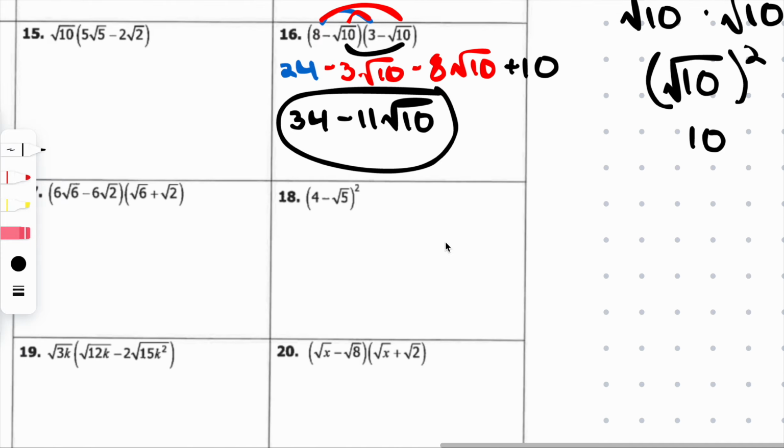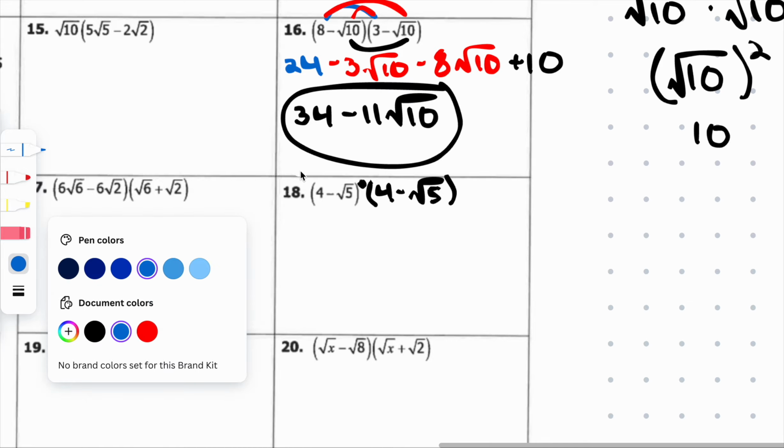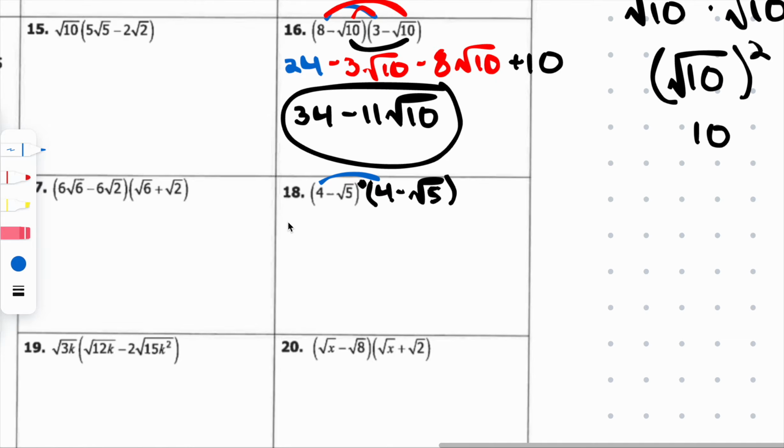Let's do number 18 too. I find sometimes people find it easier if we write this out. So instead of saying 4 minus root 5 squared, we can sort of cross that out and just put another parentheses, because as soon as we put that square sign, people sometimes get confused and forget to FOIL. So here again, let's do 4 times 4 and we get 16.